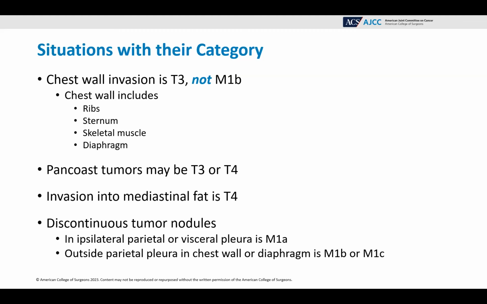Discontinuous tumor nodules in ipsilateral parietal or visceral pleura, that's M1A. Outside of the parietal pleura in the chest wall or the diaphragm, it's M1B or M1C. So there's a lot of help in the chapter for these different situations, so be sure and look for that.